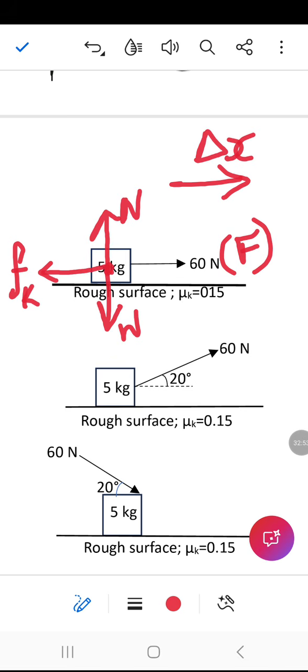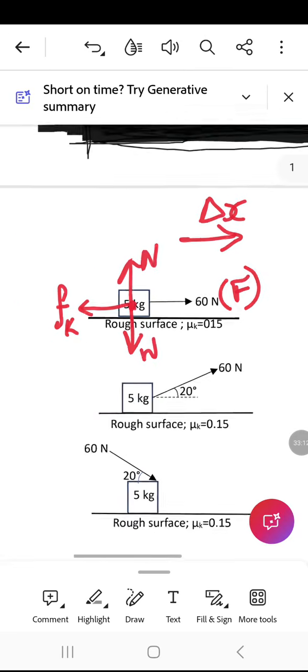So these are your forces acting on this object. We only have three forces acting. Fk is moving to the left, opposing the motion, and your Fk must be parallel to the surface. As you can see, your surface here is horizontal.